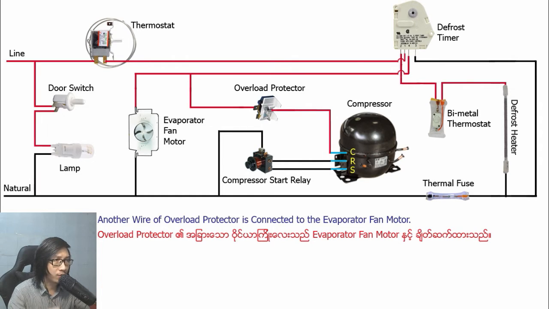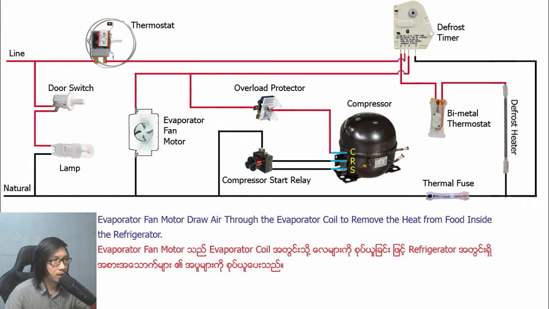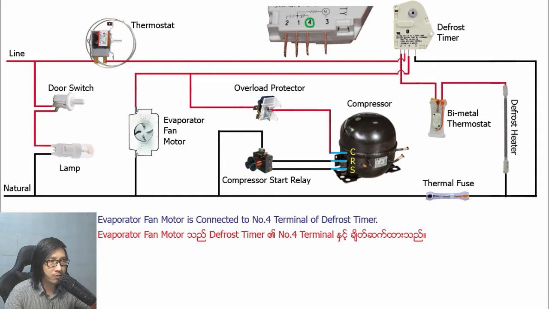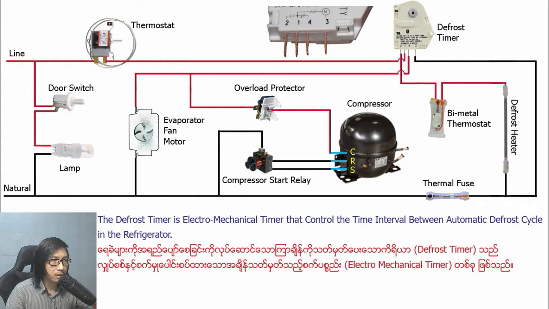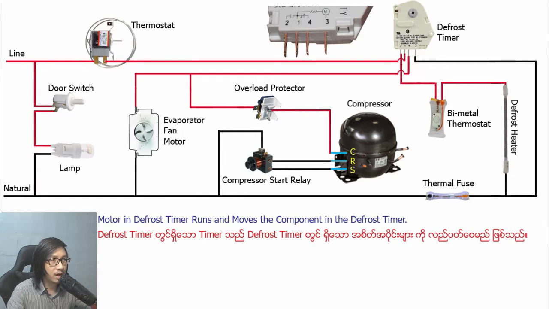Another wire of the overload protector is connected to the evaporator fan motor. The evaporator fan motor draws air through the evaporator coil to remove the heat from food inside the refrigerator. The evaporator fan motor is connected to number 4 terminal of the defrost timer. The defrost timer is an electromechanical timer that controls the time interval between automatic defrost cycles in the refrigerator. The motor in the defrost timer runs and moves the components in the defrost timer.